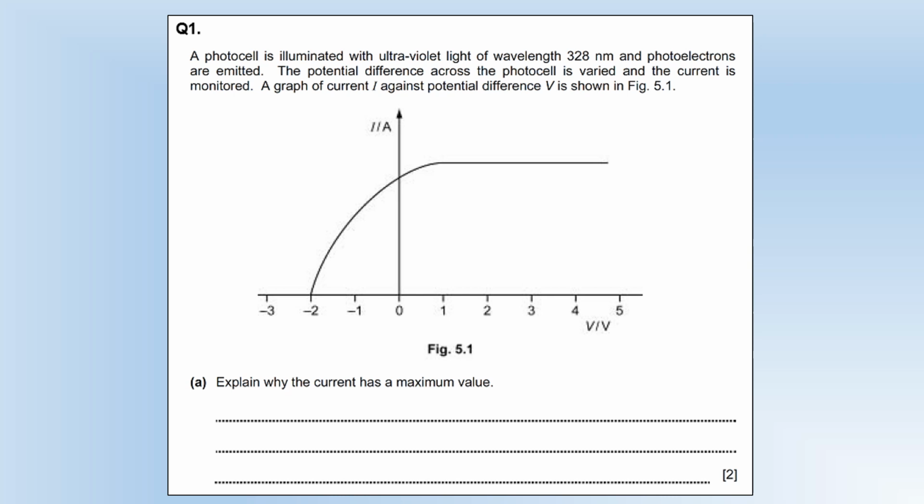So a photocell is illuminated with ultraviolet light of wavelength 328 nanometers, and photoelectrons are emitted. The potential difference across the photocell is varied and the current is monitored. A graph of current against potential difference is shown in the diagram. Explain why the current has a maximum value.